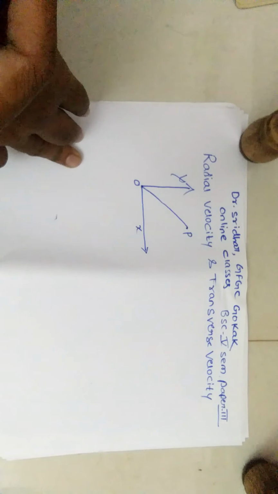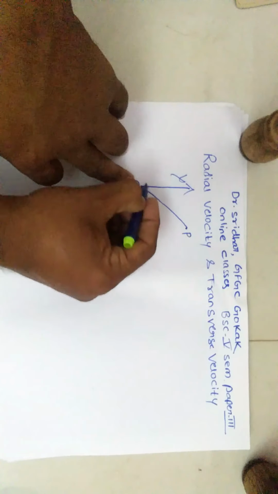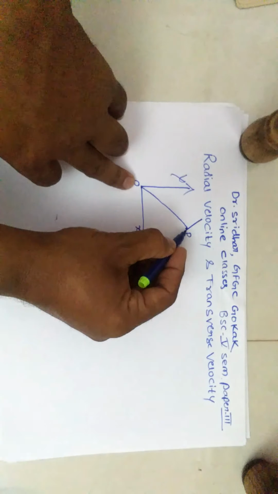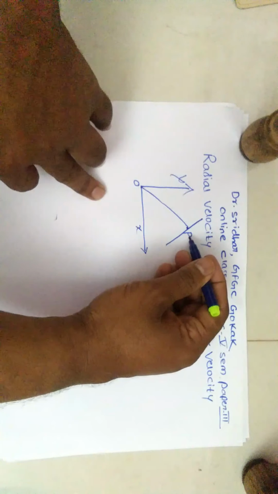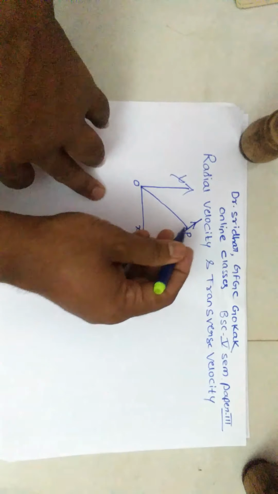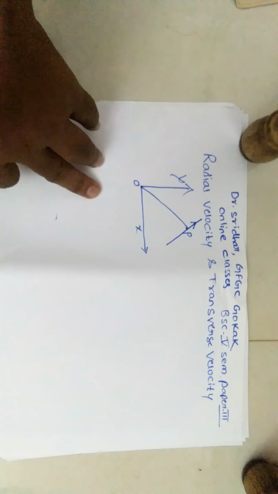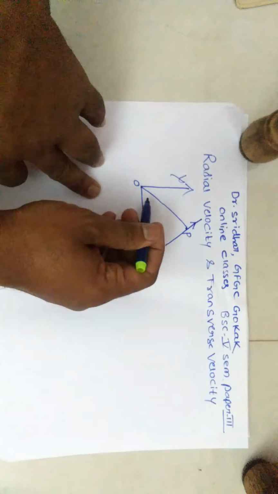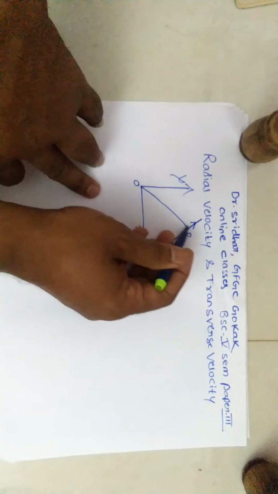So transverse velocity means what? Suppose we draw a line perpendicular to this radius vector. The velocity of the particle P along this line perpendicular to the radius vector is called the transverse velocity. Clear? That is what transverse velocity means. It is the velocity of a particle P along a line which is perpendicular to the radius vector.